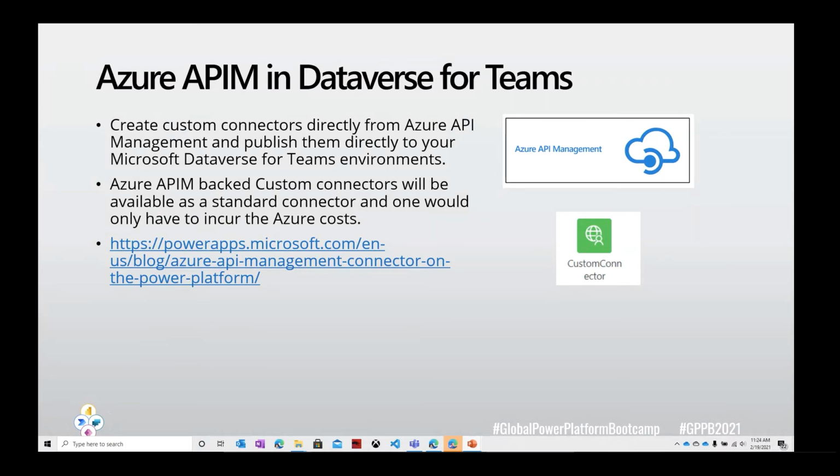If you build custom connectors using Azure API Management and you deploy your custom connectors through Azure APIM, those custom connectors, when used in a Microsoft Dataverse for Teams environment, will be treated as standard connectors. Extremely, extremely powerful. So you can build connectors that are custom, maybe talking to some third-party APIs, depending upon your use case, and you can use them as standard connectors in your solutions in Dataverse for Teams.